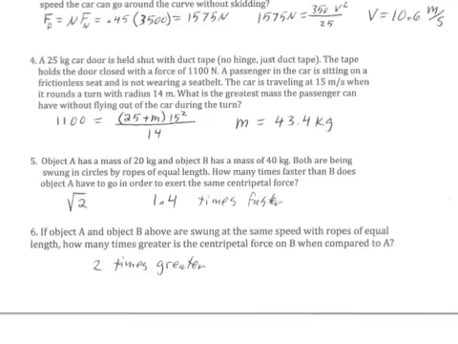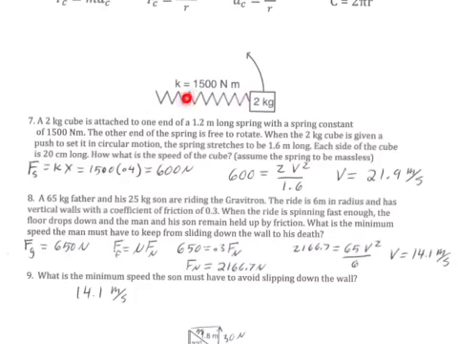Okay, so what I've got here is a spring with a 1500 newton per meter spring constant. It's a massless spring, by the way. Love those. Swinging a 2 kilogram mass around in an arc.